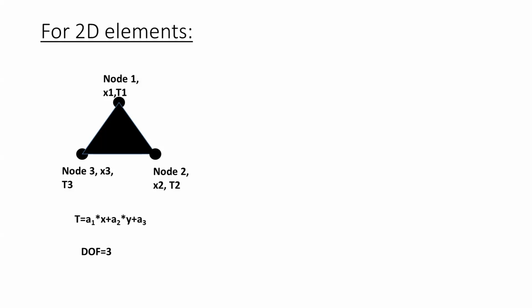Why is it linear? Because the polynomial does not contain any quadratic terms. It does not contain the products of x and y and things like that. So it is linear in terms of x and y. Therefore, this particular element is known as a pure linear element. The degree of freedom happens to be 3 because there are 3 nodes, and a1, a2 and a3 are the 3 unknowns, which is equal to the number of nodes in the element.